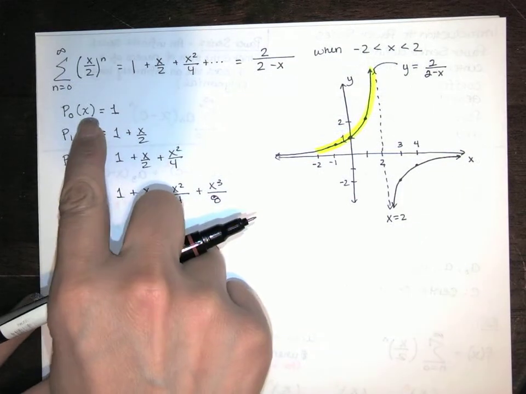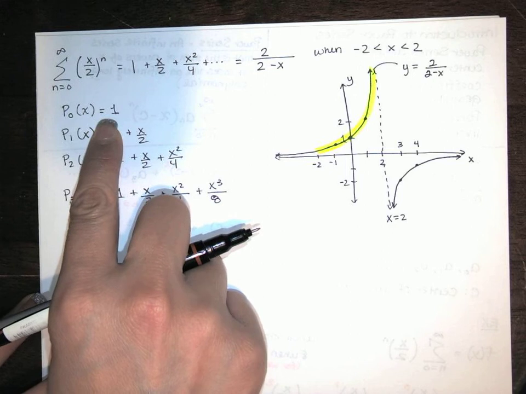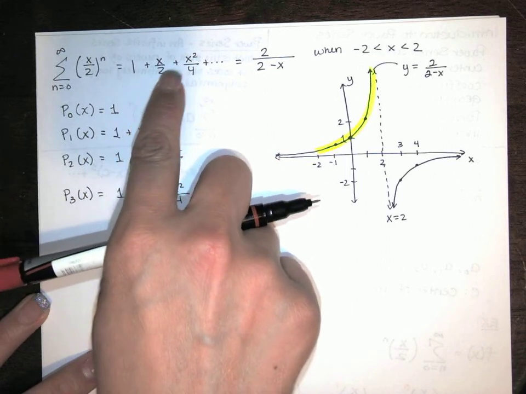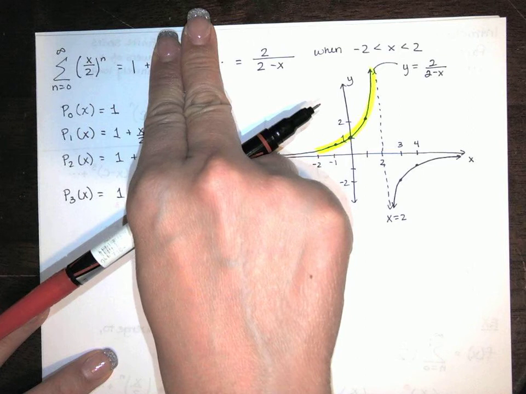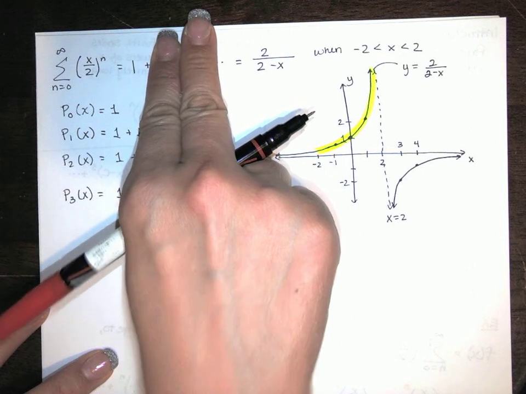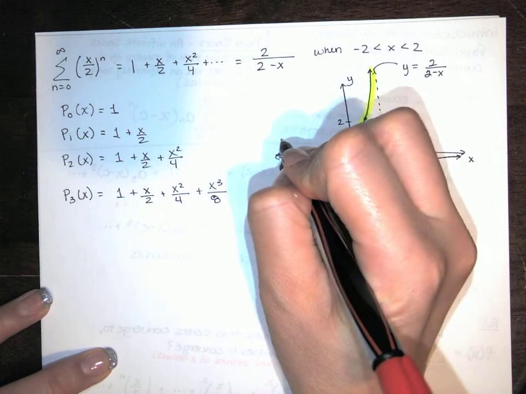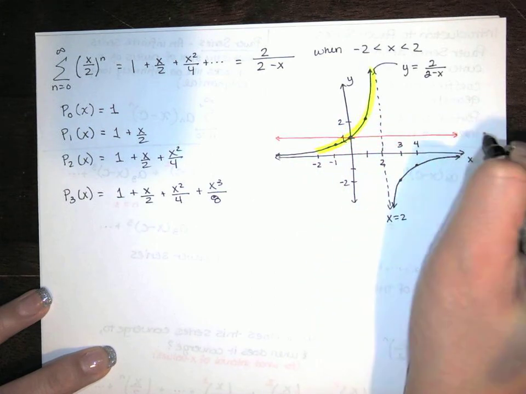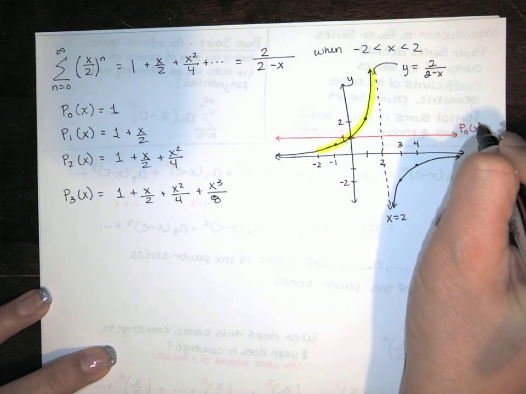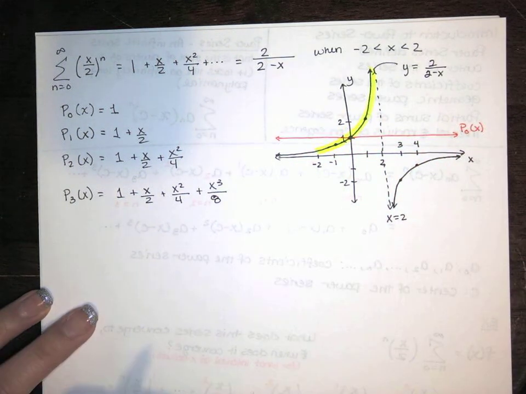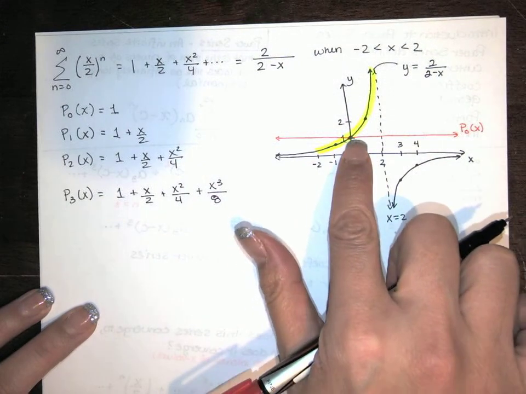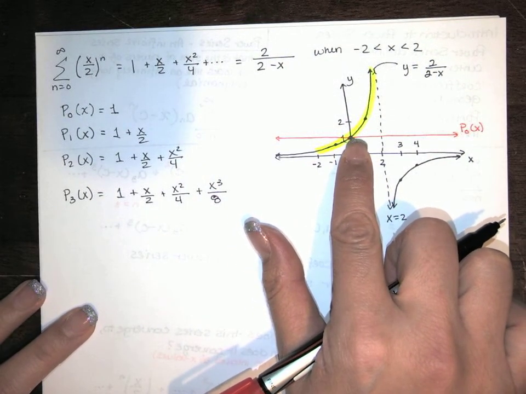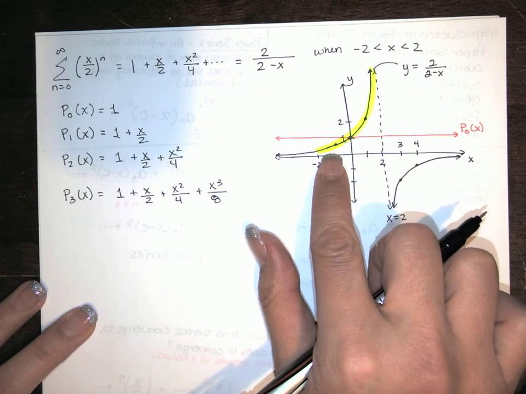P sub 0 of x equals 1, that's a 0th degree polynomial. When x equals 0, these are all gone. That's what I get. So I just get a 1. So my 0th degree polynomial, or my constant polynomial, agrees with our function at x equals 0. It agrees right there. But otherwise, they don't really have much in common.